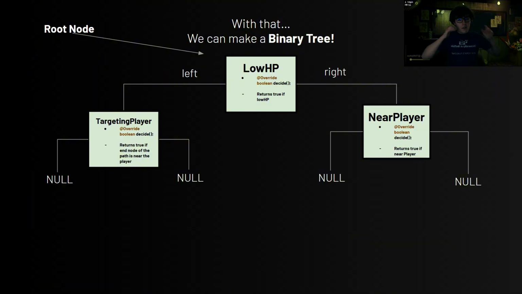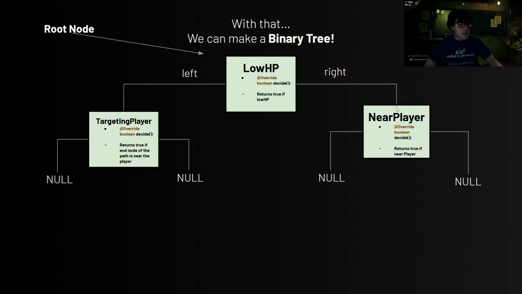But so we're slowly building our tree, and now we have two leaf nodes, and our root node is no longer a leaf because its left and right are not both null. So we have two leaf nodes, and we are evolving our tree. Now let's say we started at the root and low HP, the decide method returned true.